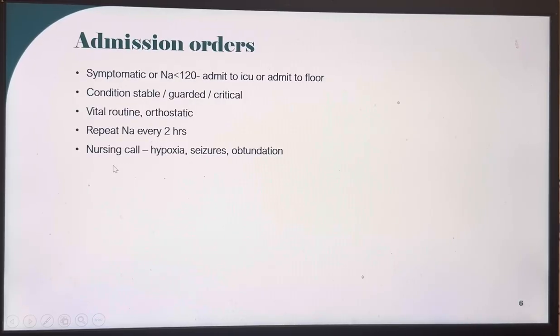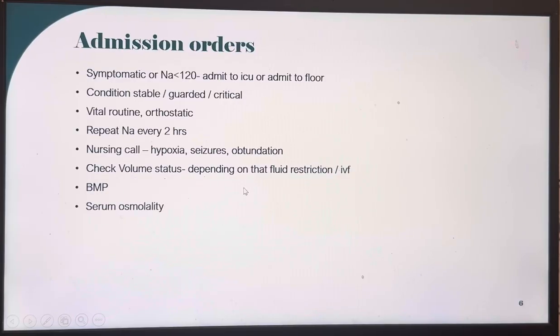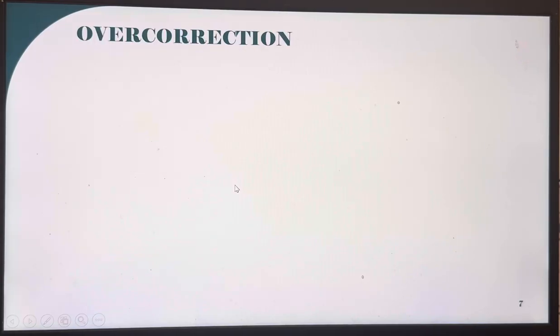And also you put protocols like hypoxia protocol, seizures, nursing call for seizures or obtundation, and you check volume status. Depending on that, you either do fluid restriction or IVF, and you do BMP, serum osmolality, urine osmolality, urine sodium, and then you do TSH, serum cortisol, and HIV. Why HIV? Many times HIV patients do have hyponatremia.